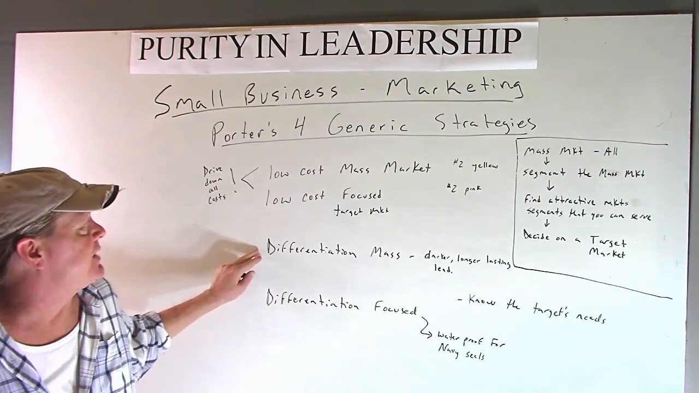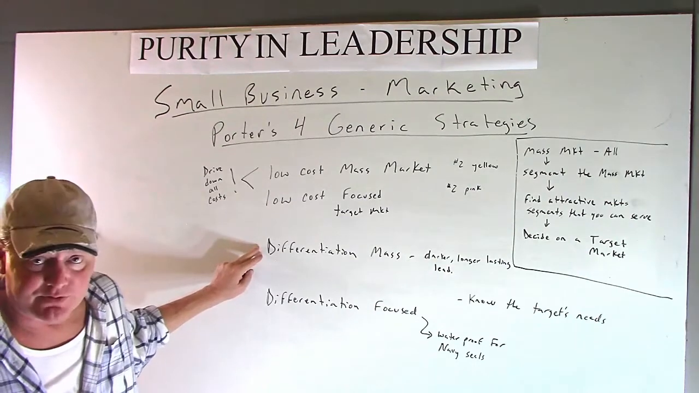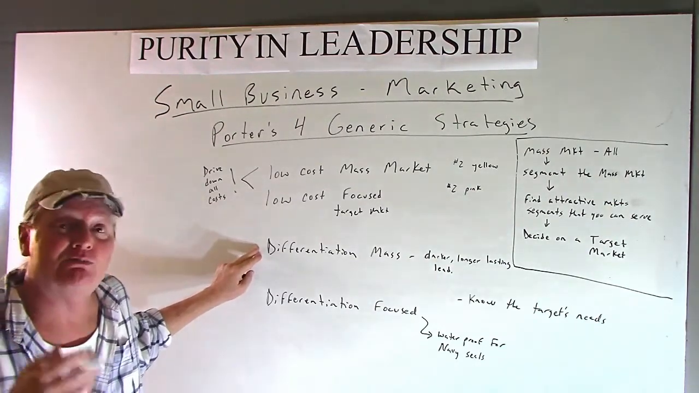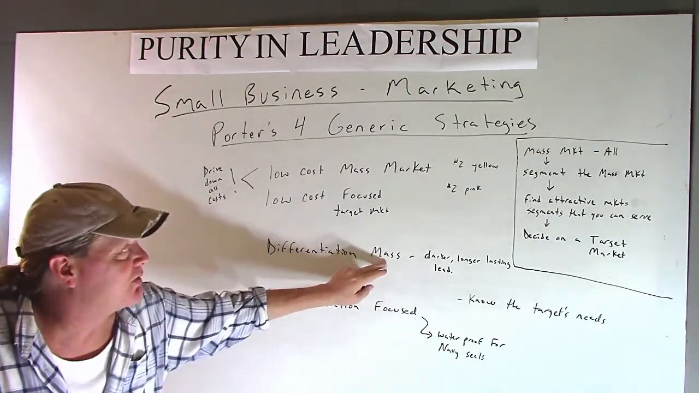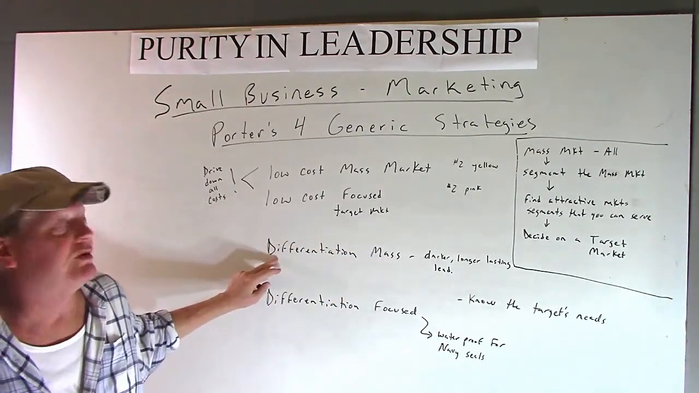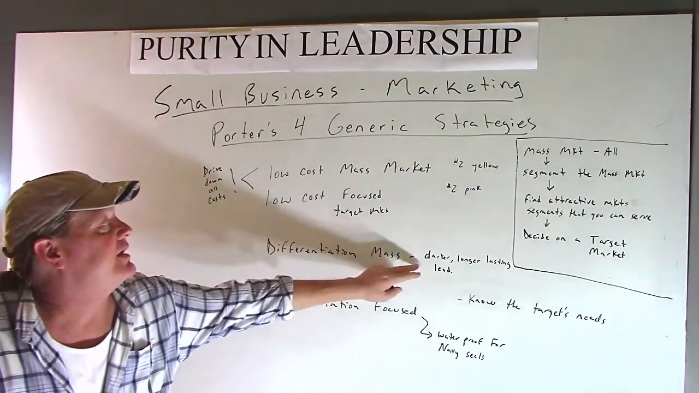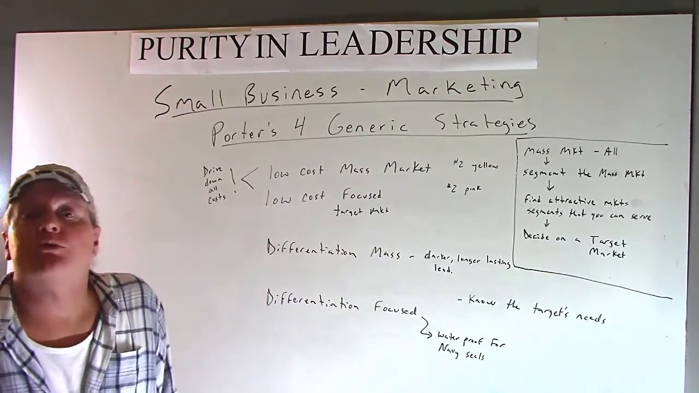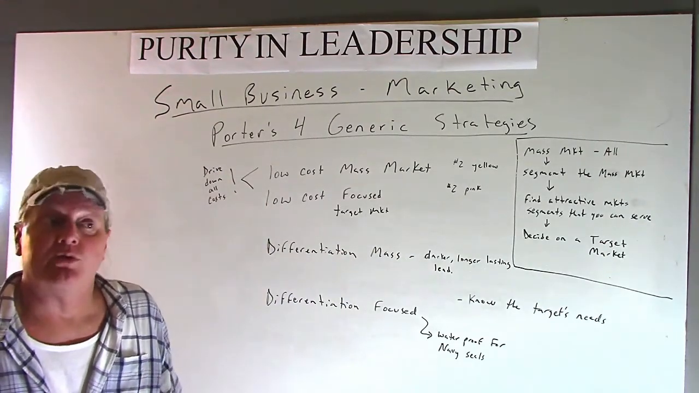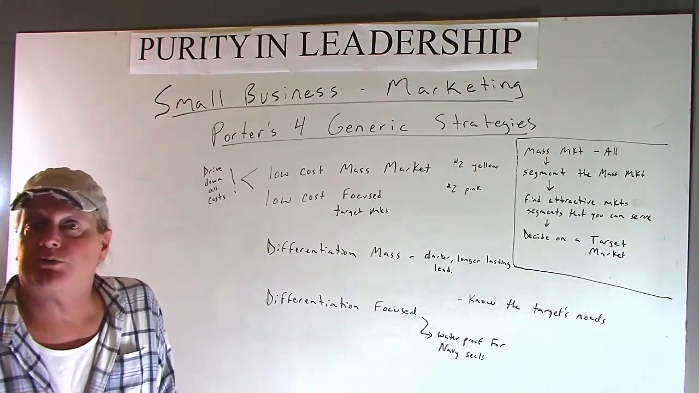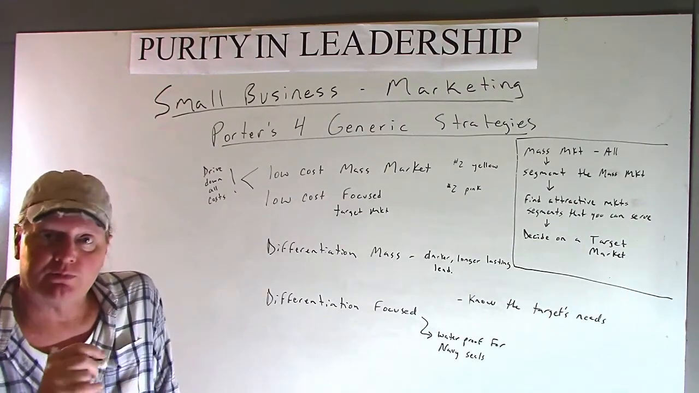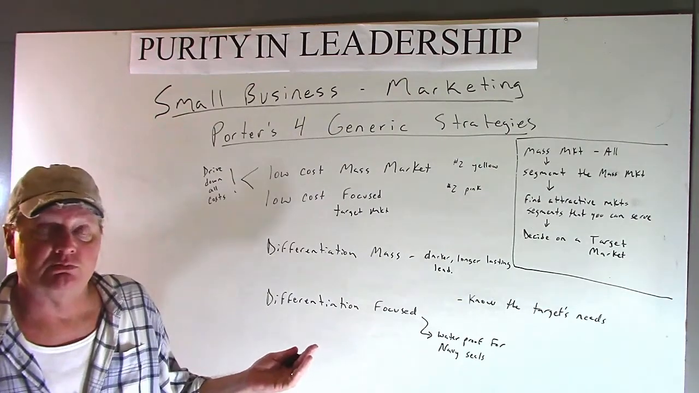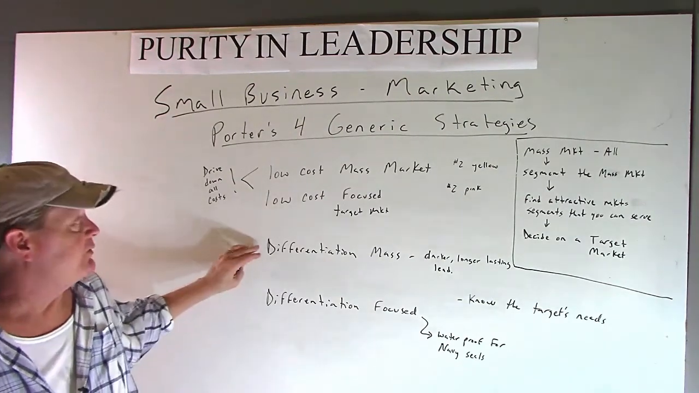Now, differentiation mass is where we try to be different, but our efforts to be different apply to most people because it's the mass market. So our number 2 yellow pencil could have a lead that is darker and longer lasting. That would appeal to most people. They want a pencil that lasts longer. They don't have to sharpen it as much. They want a dark print, and that could easily serve most everybody. And we're different.